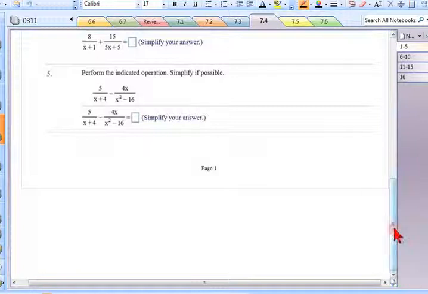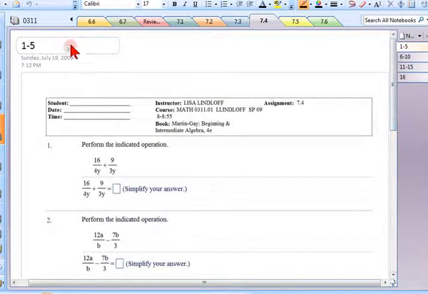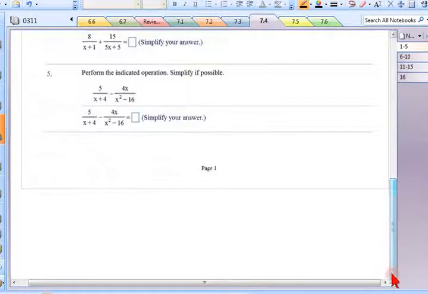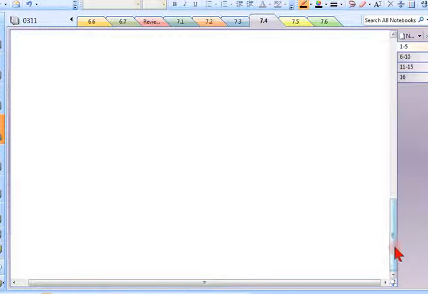Okay, in section 7.4, we are going to be adding and subtracting fractions that do not have common denominators. So we will be getting a common denominator. Although the questions are all listed here, I'm going to go ahead and go down and work in blank space because these problems are going to take some room to do. All right, problem number 1.